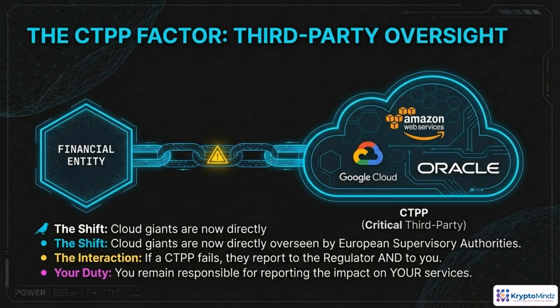Under DORA, large cloud and other ICT providers can be designated as critical third-party providers, or CTPPs. That's a significant change. These players are now directly overseen by European supervisors, not only through contracts with each financial institution. However, this extra oversight does not replace your own obligations. If a CTPP suffers an outage or cyber incident, they may have to inform the regulator, but you still must classify the incident, assess the impact on your services, and file your own DORA reports. Think of it as shared scrutiny, not shared accountability. Regulators watch the provider, but they still judge you.